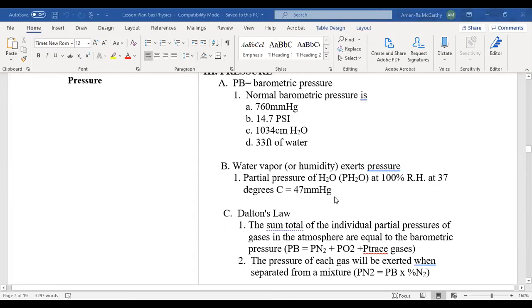The A-a gradient. So if I leave CO2 in there and I leave the pressure of water in there, that's going to be a huge difference. I got to get rid of them so I can see, is that oxygen making it across? I don't care about the water. I don't care about the CO2. Is the oxygen making it from my lungs into my blood?